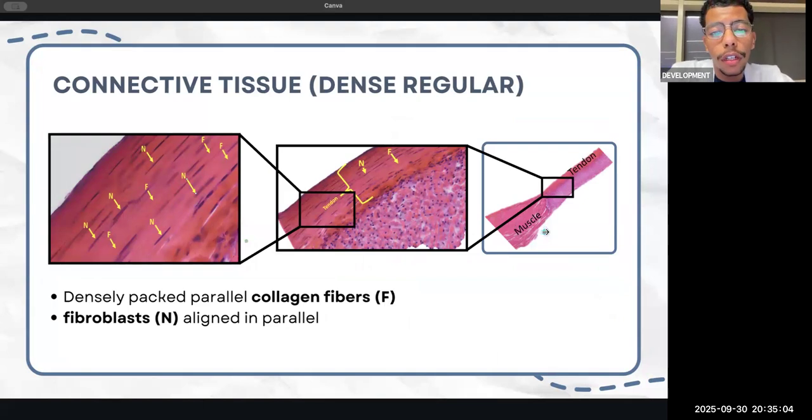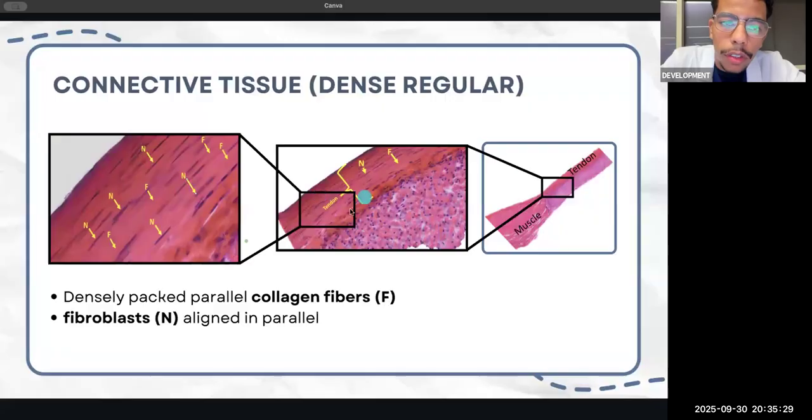Next, we have dense irregular. So we did dense irregular. Now we have dense regular. Dense regular looks even darker than the dense irregular. So again, collagen fibers, but they are more densely packed, and here they are parallel. This is found in tendons of muscles. Can you see here the muscle? Then we have the tendon.